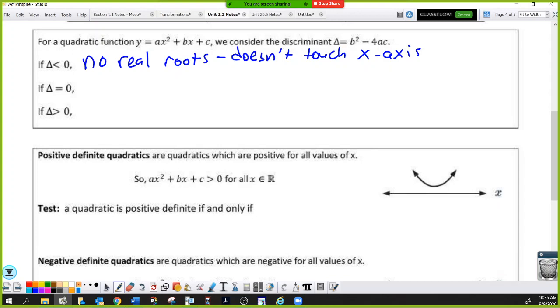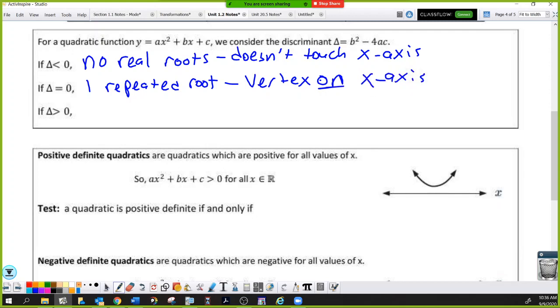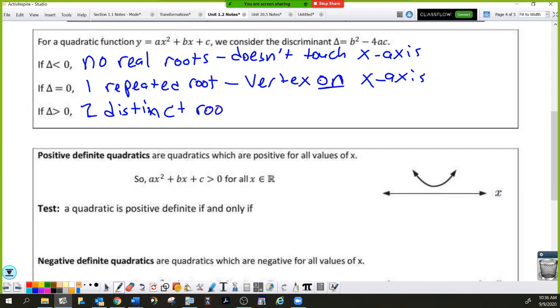If the discriminant is 0, we've already talked about this a couple times, we have one repeated root. And this puts the vertex on the x-axis. And then if your discriminant is positive, you have two distinct real roots. Two distinct roots. And this crosses x twice.